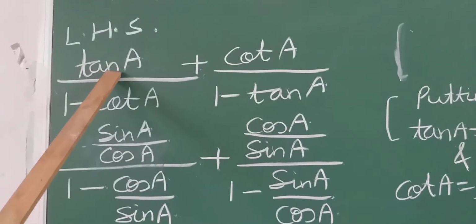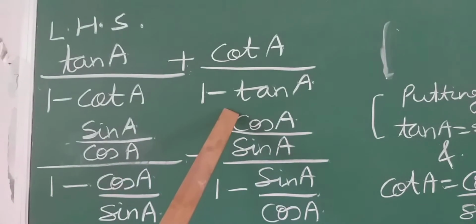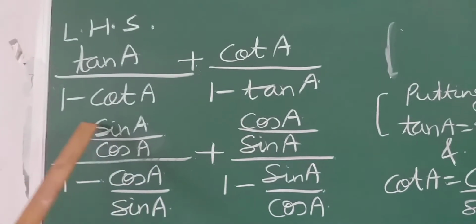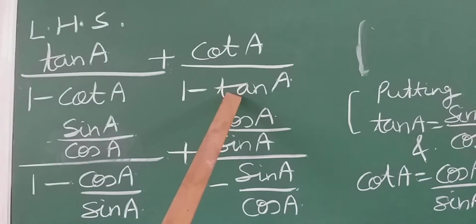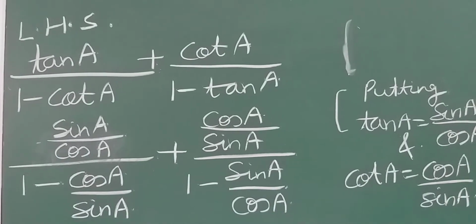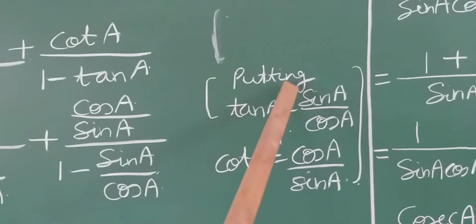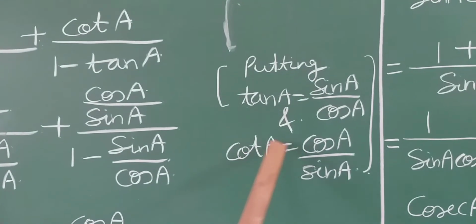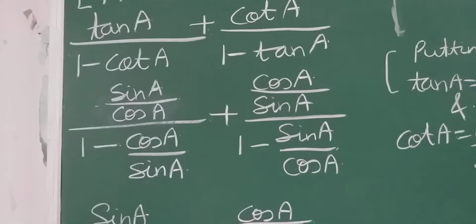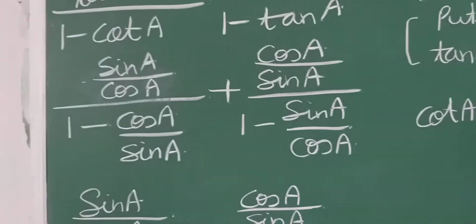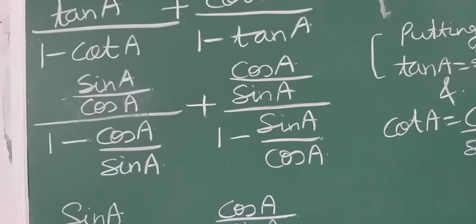So tan A can be written as sin A upon cos A, cot A as cos A upon sin A. In denominator also 1 minus cos A upon sin A. This side sin A upon cos A. Here in bracket we have to mention tan A equals sin A upon cos A and cot A equals cos A upon sin A. Now second step completed. We have changed other trigonometric ratios into sine and cos.